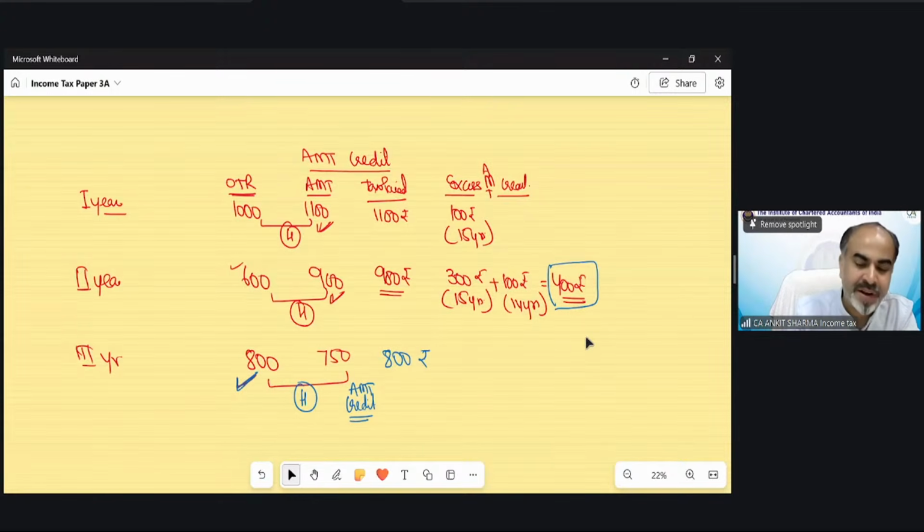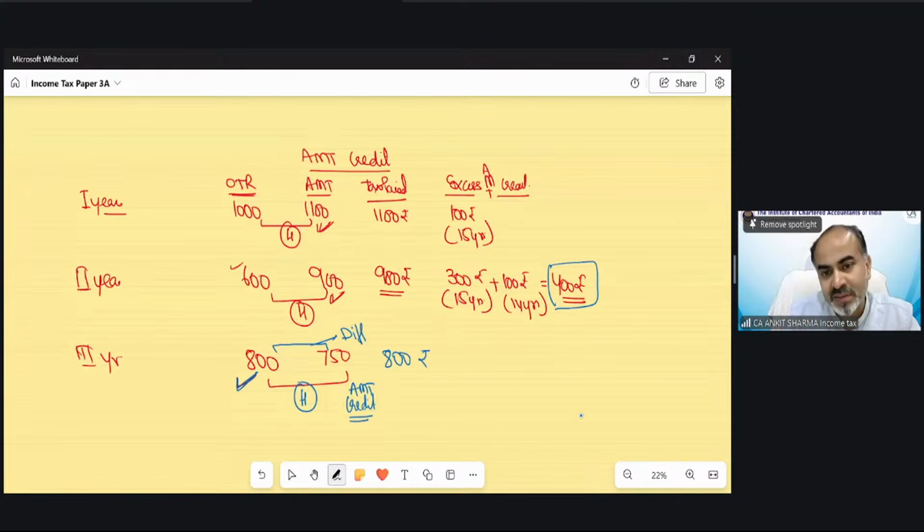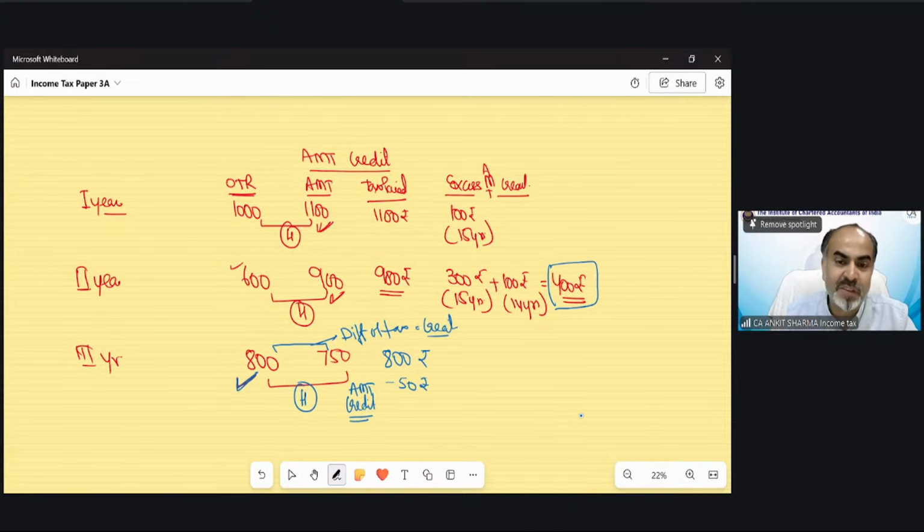No, not 400. Only the difference of tax, that credit can be utilized. So the government is very smart. The difference is only 50. So out of this 400, only 50 rupees credit can be utilized. Understood? Suppose if it were 650 over here, then 150 rupees credit could be utilized out of this 400.